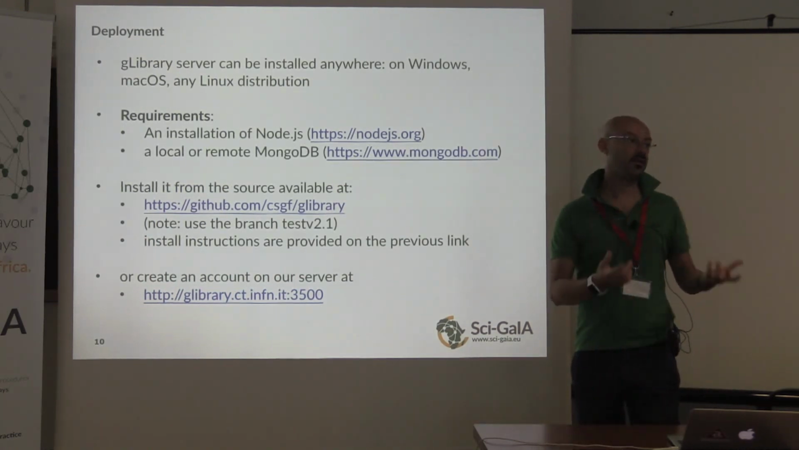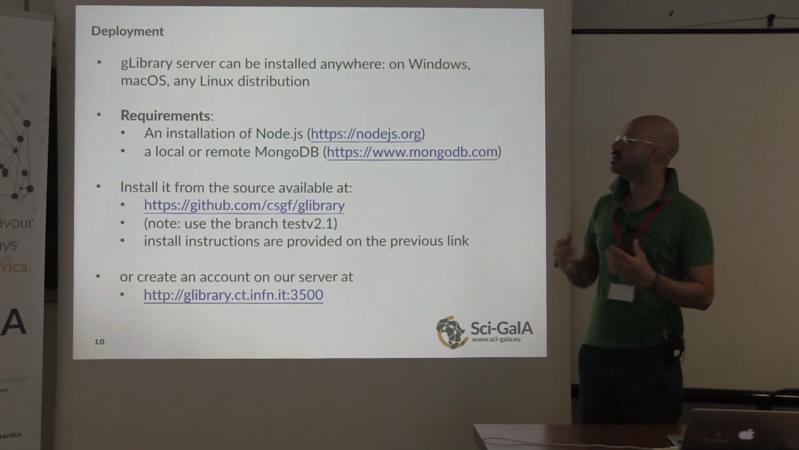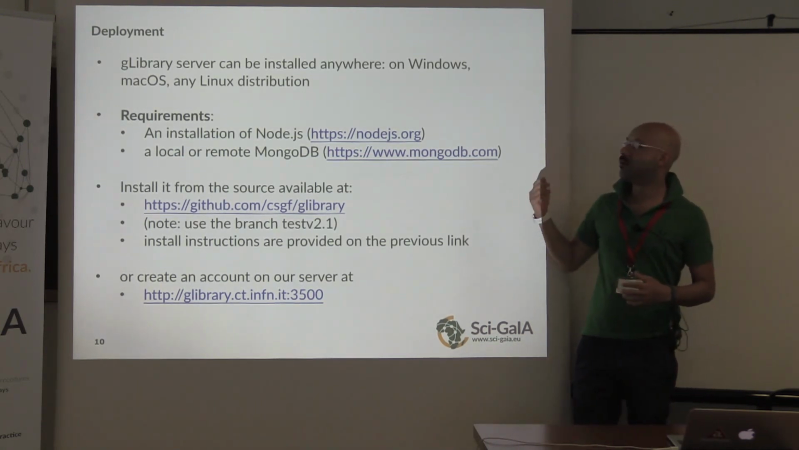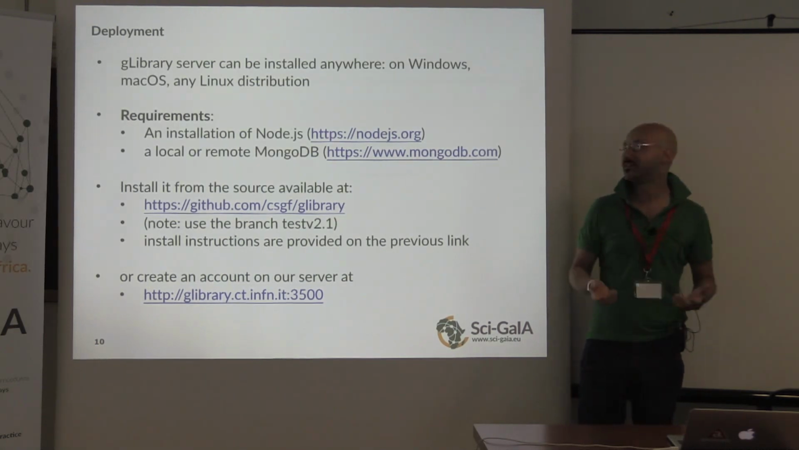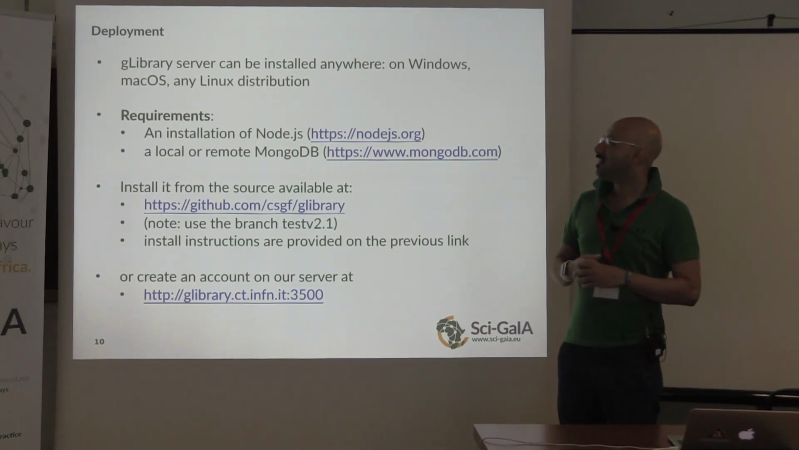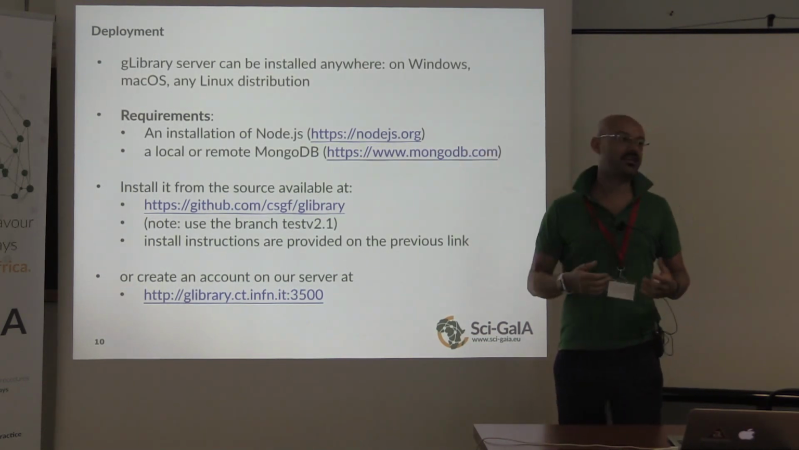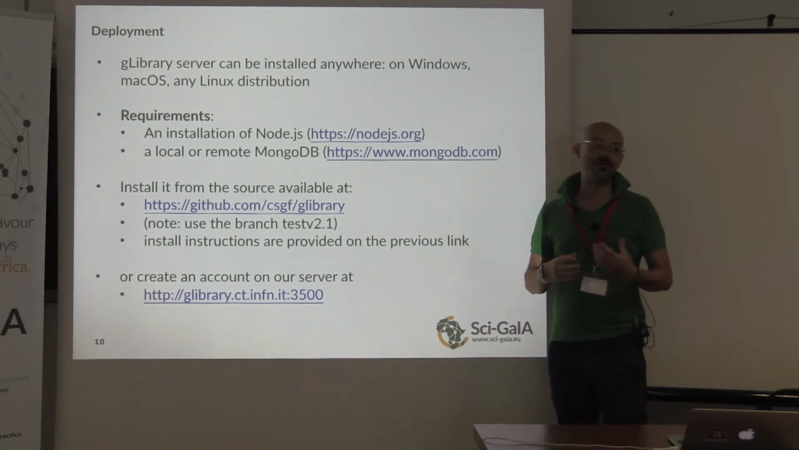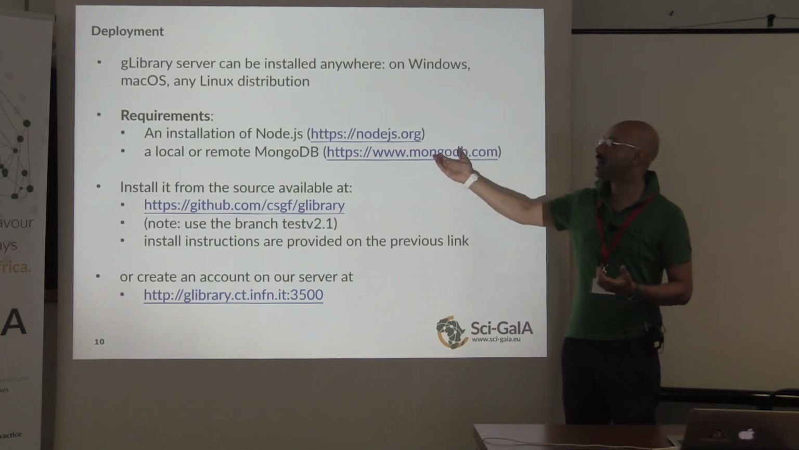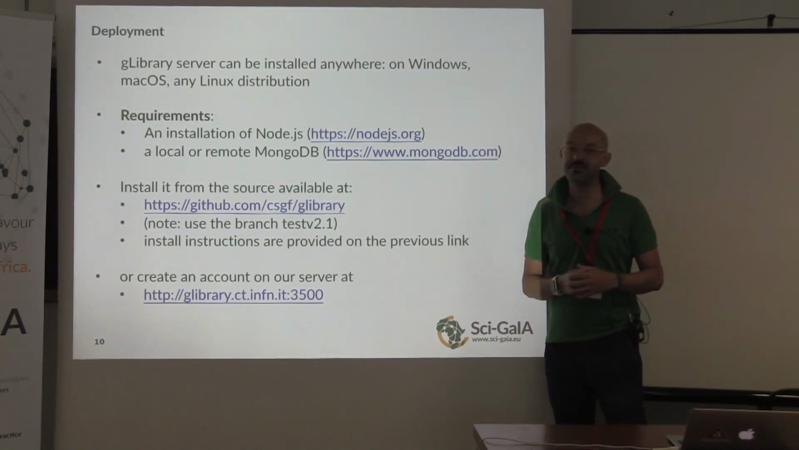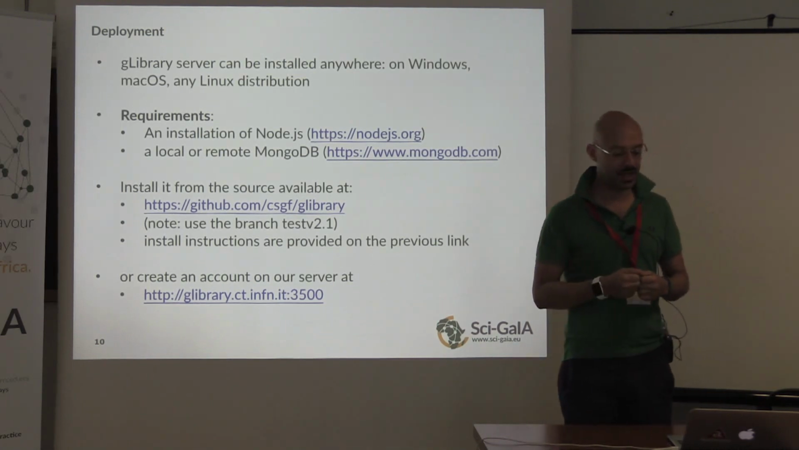Where can we install GLibrary? GLibrary can be installed anywhere. It can be installed on Windows, on Linux, on Mac OS, on Raspberry, probably also on mobile phones. It just requires an installation of Node.js and a local or remote MongoDB. So everywhere you can have access to a Node.js system and MongoDB, you can run GLibrary.